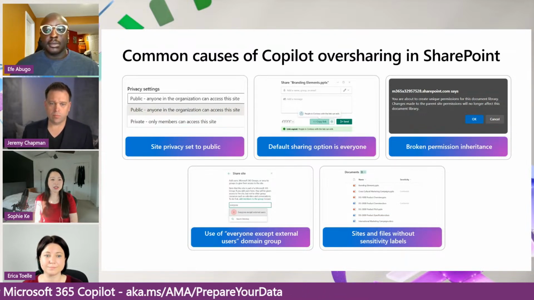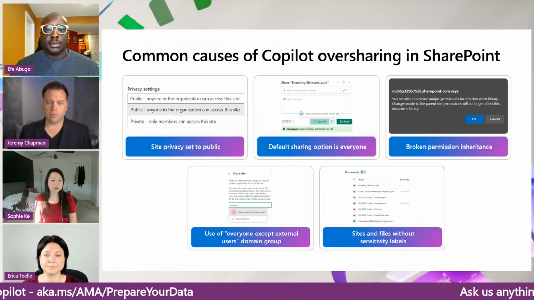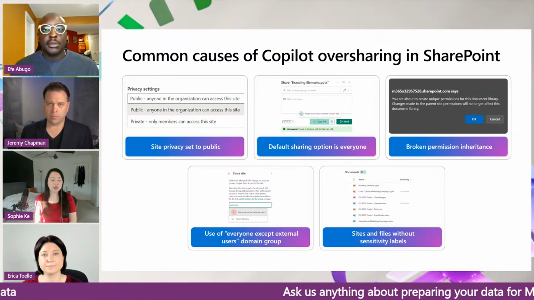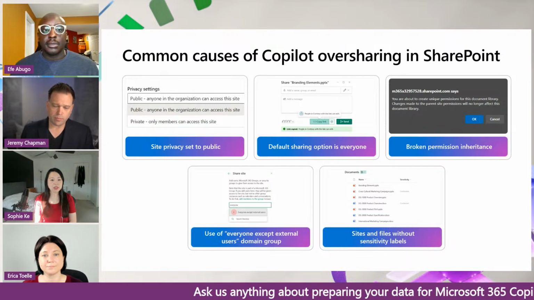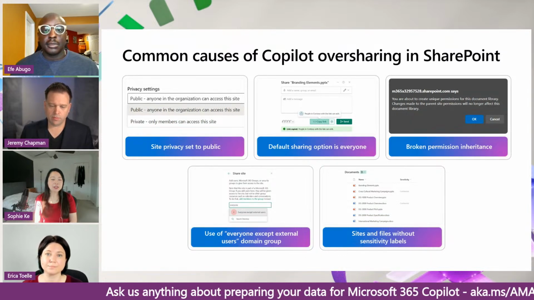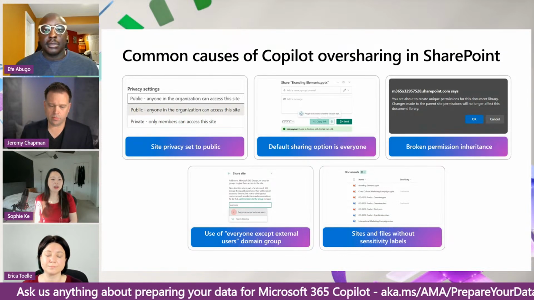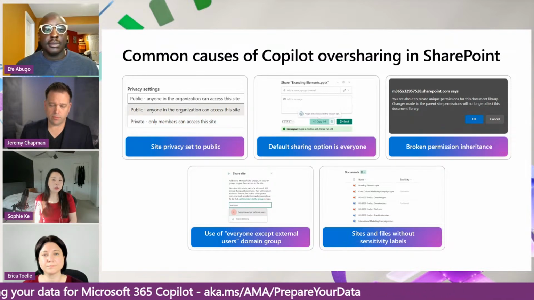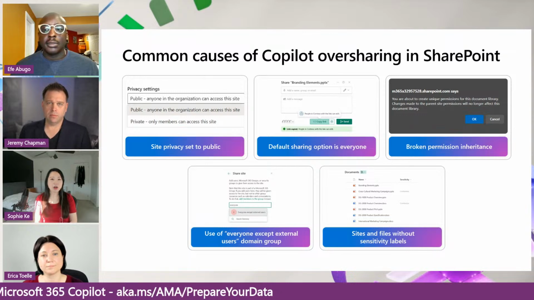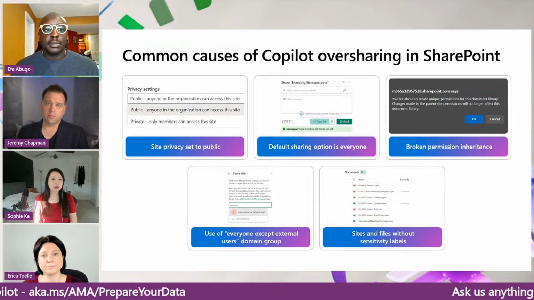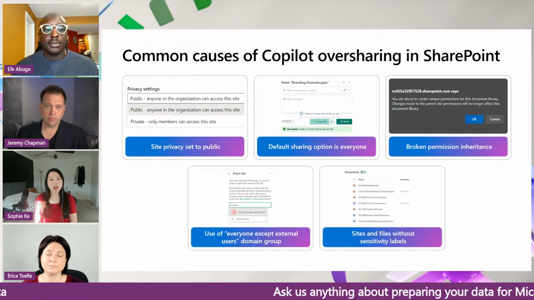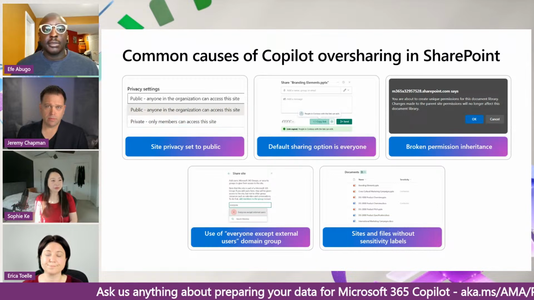Other common causes of oversharing, the last one that we define, is when you have your sites and files set without sensitivity labels. Sensitivity labels have settings in them when you apply them either as a default to a site, to a library, or auto apply them based on keyword queries or sensitive information types. They can apply settings to help you prevent oversharing.